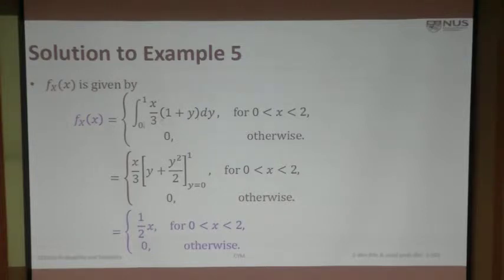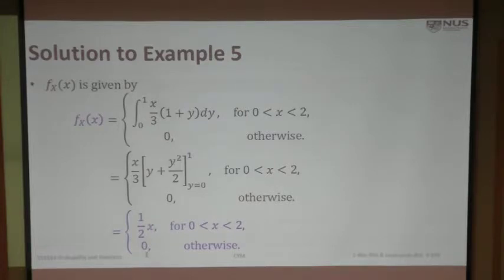So x/3 is a constant, so I'm just integrating 1 plus y with respect to y, which is, of course, y plus y squared over 2, and y goes between 0 and 1. When y is 0, I don't care, so I just evaluate this function when y is equal to 1, which is 1 plus a half, and that's 3/2. So 3/2 times x/3 is x/2, and x is in this interval 0 to 2. And it's 0 otherwise, as I've stated from the beginning.